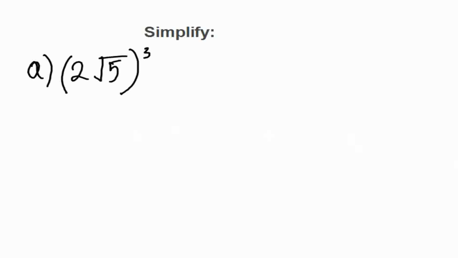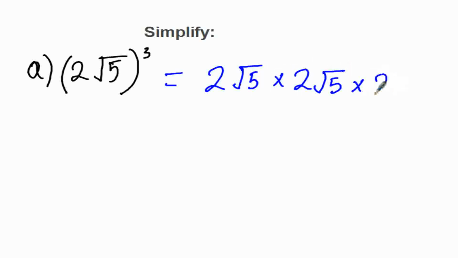So simplifying this will be, knowing that a cube means multiplying that number 3 times. So that will be 2 root 5 times 2 root 5 times 2 root 5.